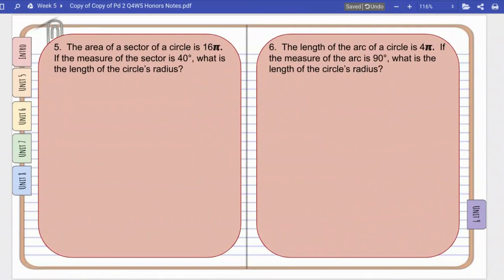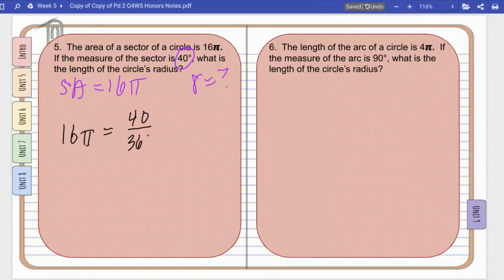The area of a sector of a circle is 16 pi, so they gave us the sector area. We know the sector area is 16 pi. We know the measure of the sector is 40 degrees. What's the length of the radius? So we're trying to figure out what r is. So we're going to have to work backwards here. Okay, sector area, that's 16 pi equals, the formula is going to be 40 over 360. And since we're doing area, that's the pi times radius squared formula. Since both sides of the equation have pi, when we divide out pi, it disappears.